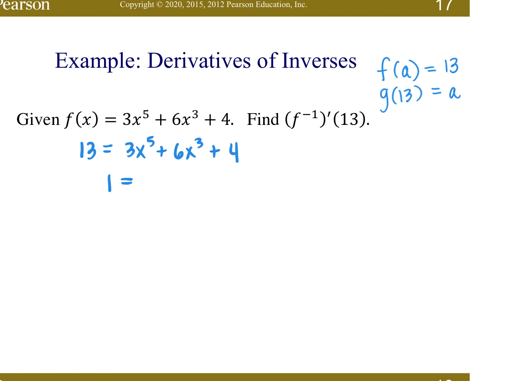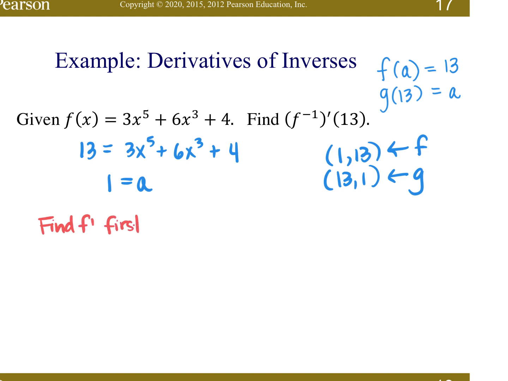All right, so now we know what our values are. We've got our point. We have the point (1, 13). We also have the point (13, 1). One of them is on the f function. The other one is on the g function. All right, but now we want to find the derivative. So what should I find first? Find the original derivative. Find the regular derivative first. So find f prime first, which is going to be 15x to the 4th plus 18x squared, plus 0.